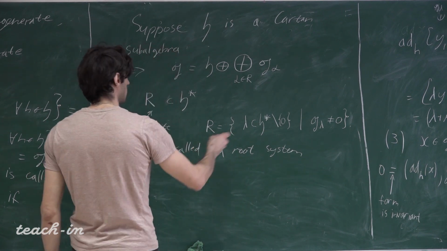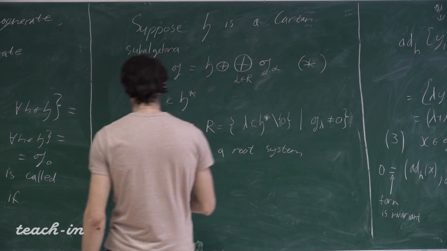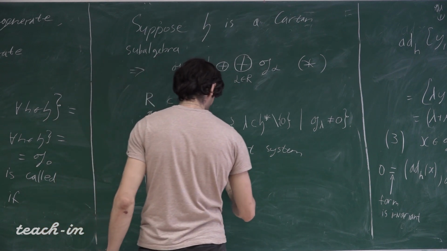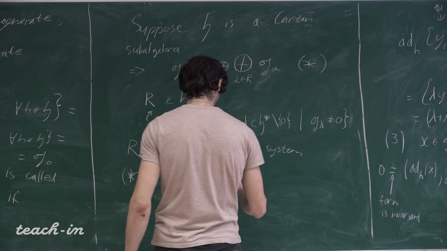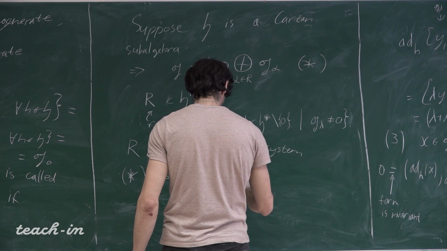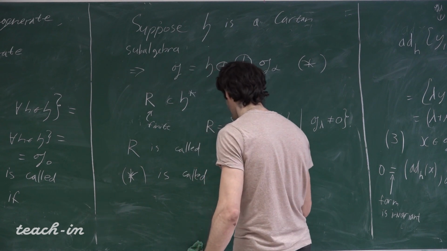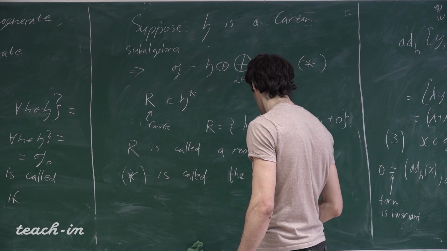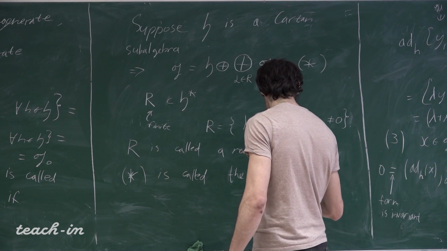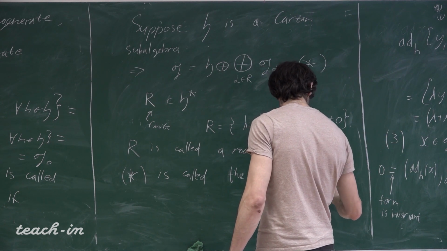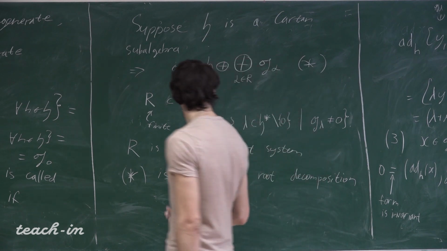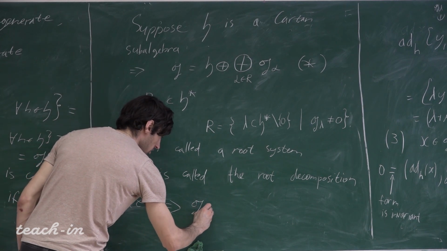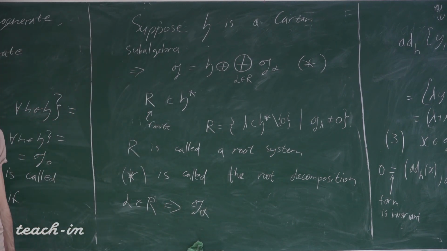And this thing is called a root decomposition. So, right, if we fixed some H, the root decomposition. And then if I take alpha from R, then G alpha is called a root subspace.